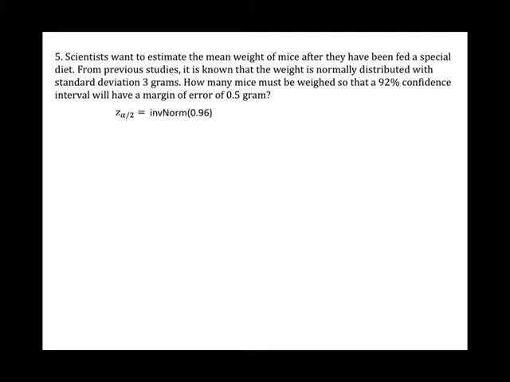So you could get the inverse norm of 0.96, right? And then you should get 1.75. Okay, what is the standard deviation? We need to figure out the population standard deviation. That will be 3 grams here, right? Standard deviation will be 3 grams. What is the margin of error? Margin of error will be 0.5 here, right? So E equals 0.5. So plug into this formula.